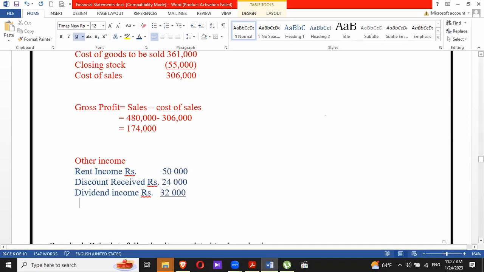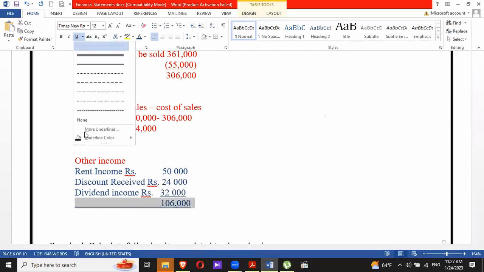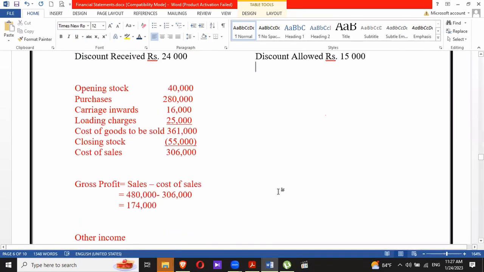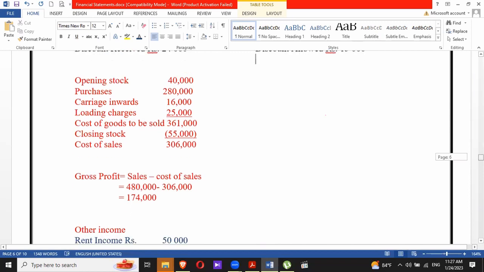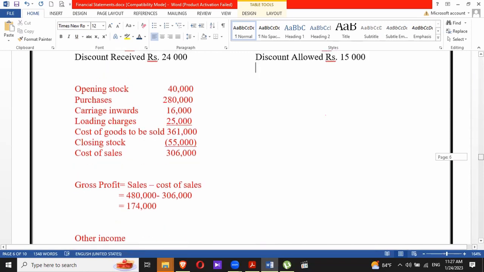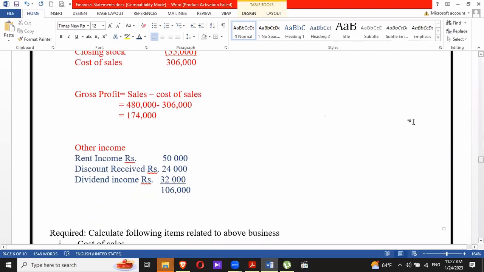Total of other incomes, right? That is rupees 86,000. No, sorry. 50, 20, 106,000. Right? The total of other income means 106,000. Now we have already calculated answer for the cost of sales, gross profit and other income. 106,000.